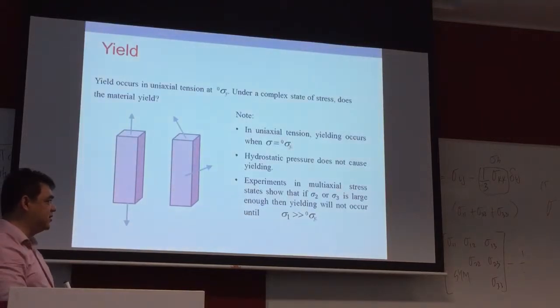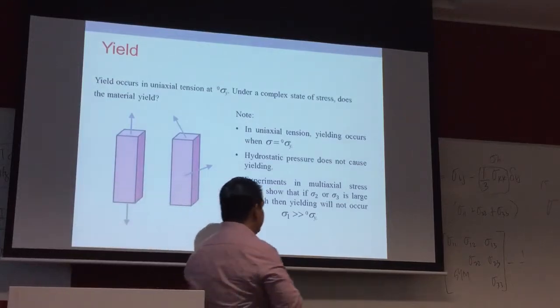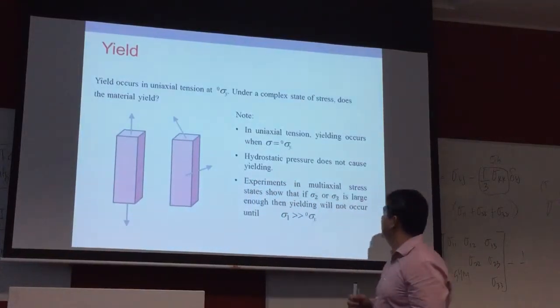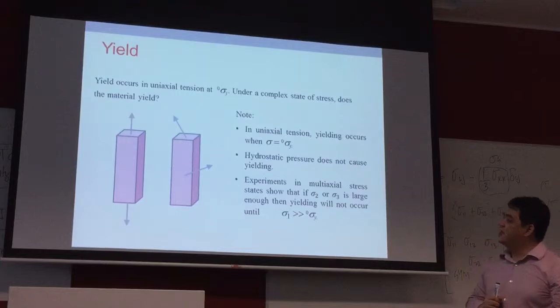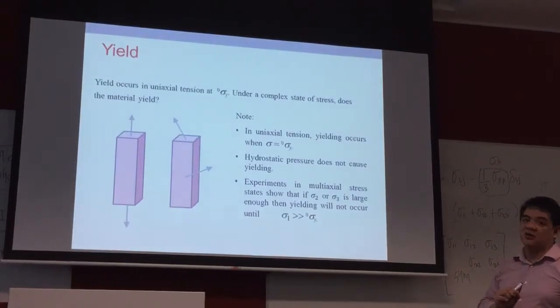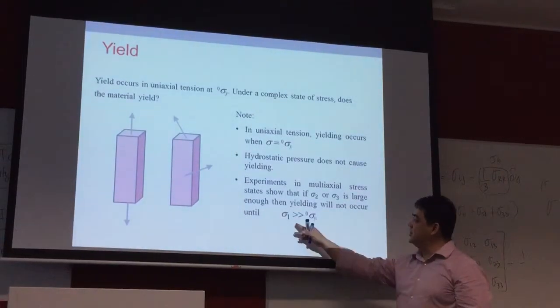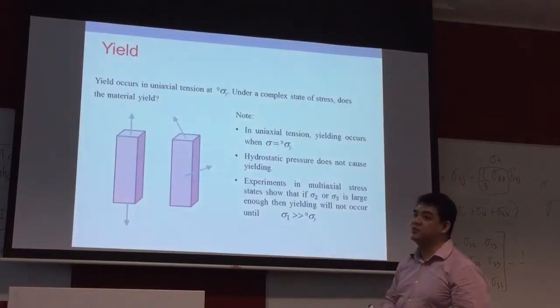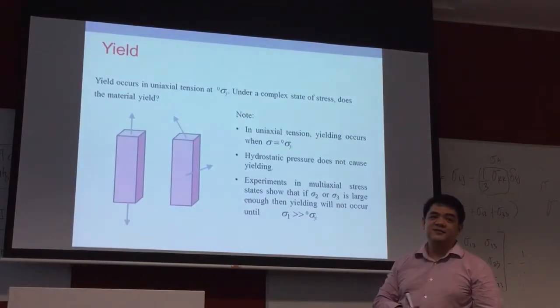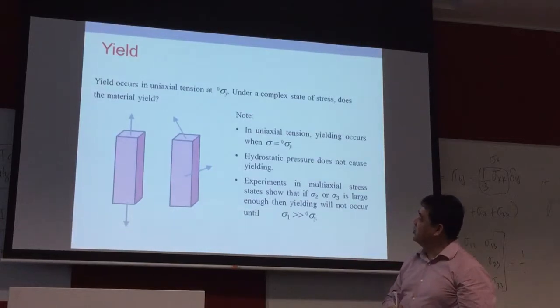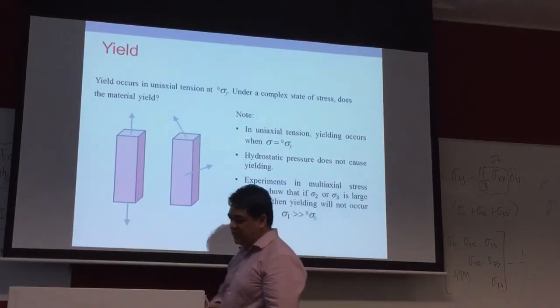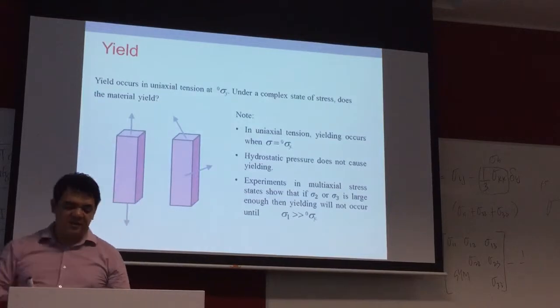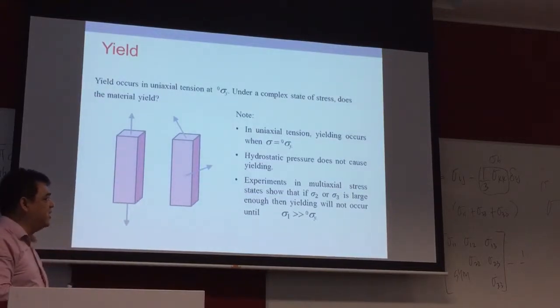Experiments in multi-axial stress states show that if sigma 2 or sigma 3 is large enough, then yielding will not occur until your principal stress is much larger than your yield strength. We'll prove that later. Okay, so these are the things that we will be able to prove.